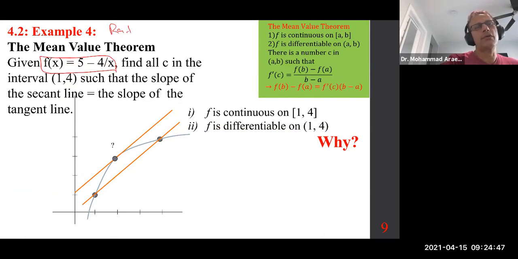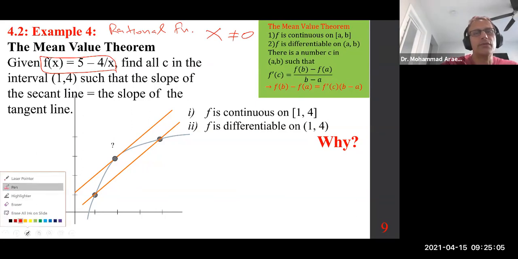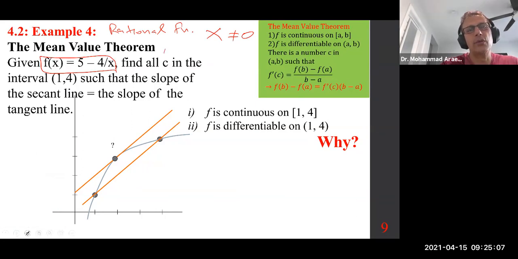It's a rational function. And the domain is all real numbers except x equals 0, because it's 5 minus 4 over x. Okay, class? 5 minus 4 over x. Therefore, it's continuous everywhere, in essence, from negative infinity to 0, union 0 to infinity. And so because of that, this works.